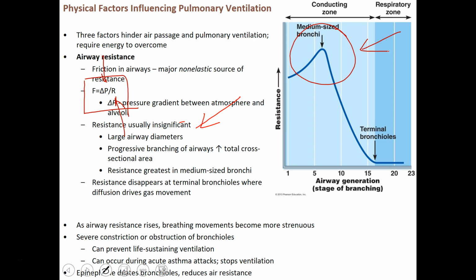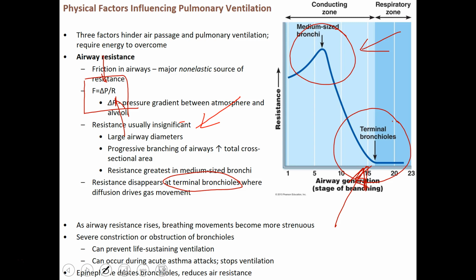The reasons, so if you would compare it to the blood flow, resistance is highest in the small arterioles, right? Now, why is it not highest in the terminal bronchioles? The reason for it is that in the terminal bronchioles, the diffusion happens. So air starts to diffuse through the walls of bronchioles, and resistance essentially drops to almost zero.